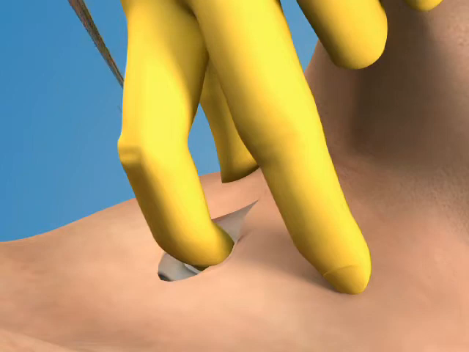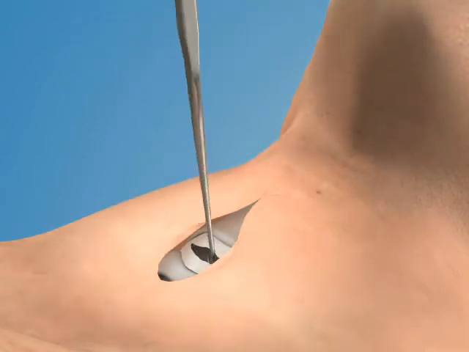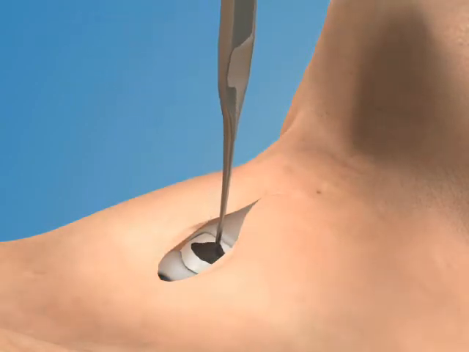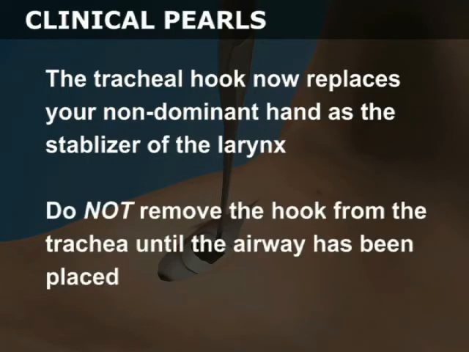Next, place the tracheal hook into the opening in the membrane. Rotate the hook cephalad and pull it gently toward the ceiling to snare the inferior aspect of the thyroid cartilage. The tracheal hook now replaces your non-dominant hand as the stabilizer of the larynx. Do not remove the hook from the trachea until the airway has been placed.